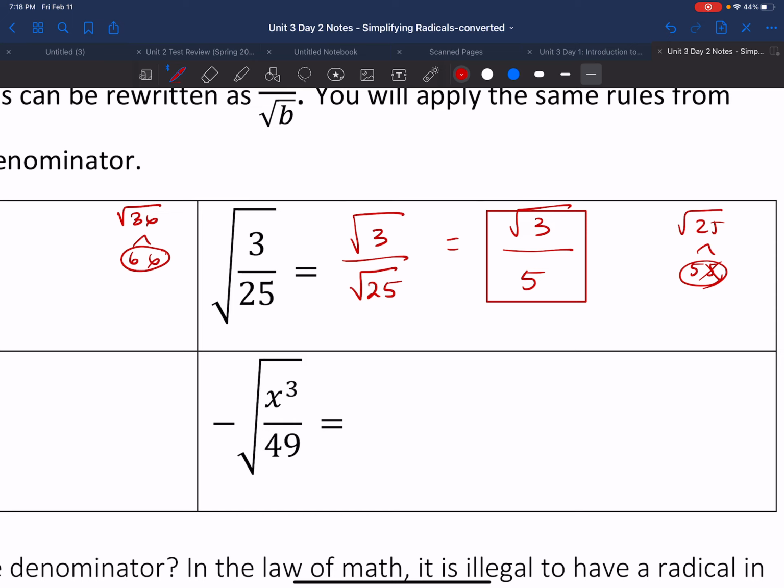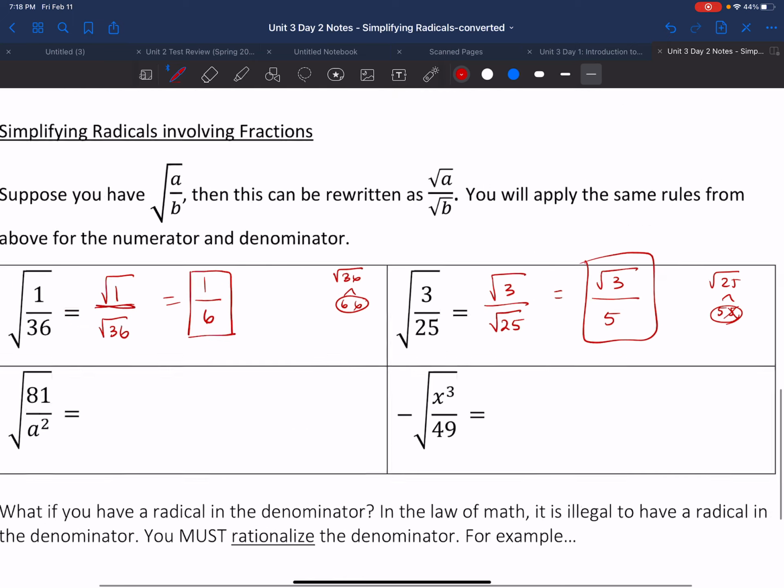Oh, that's so ugly. Hold up. Fix that. There you go. That's beautiful. Here we go.